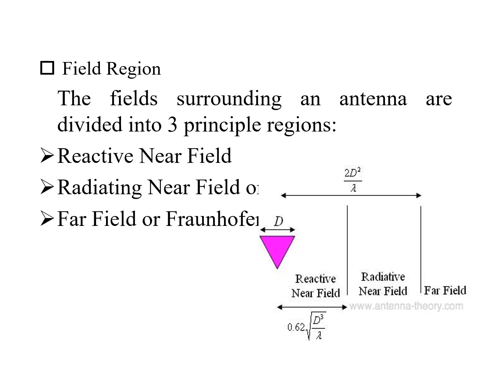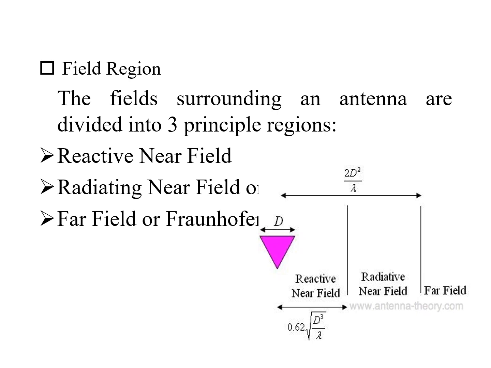When R is less than 0.62 square root of D cubed by lambda, it is called the reactive near field region. D is the maximum dimension of the antenna and lambda is the wavelength. In this field region, the energy is oscillating back and forth.